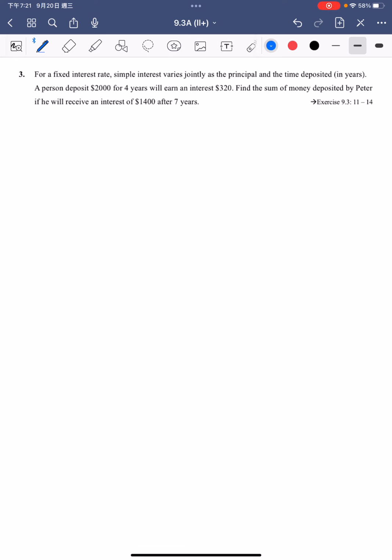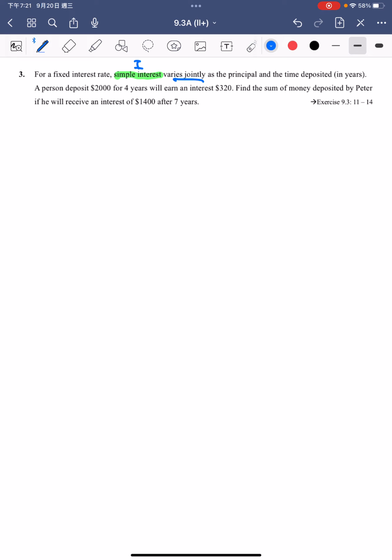Okay, so now moving to question 3. Some of the students may think this is quite hard because it's all wording, a lot of words. But take it easy. As I said before, just take some main words to highlight. So for example, we are talking about the simple interest. Simple interest, we can just take it as I. It varies jointly as the principal.